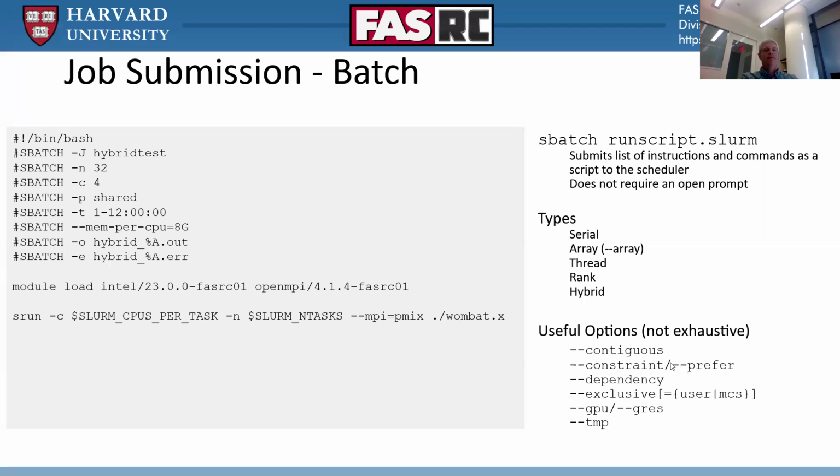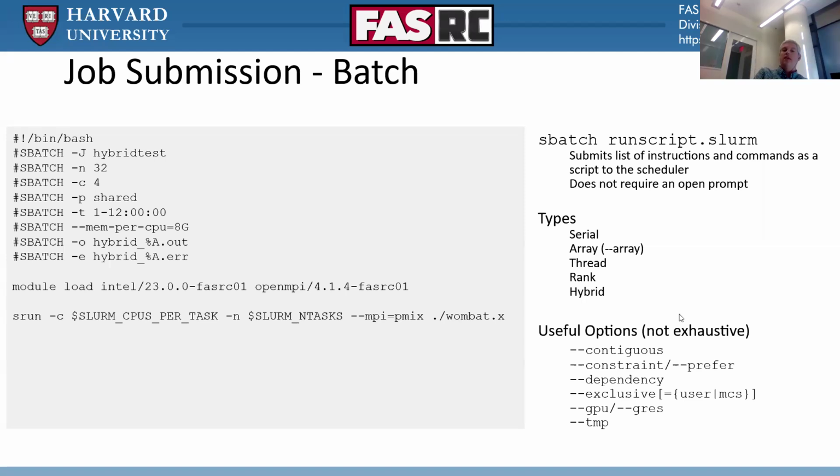Other useful options that are out there: --constraint. If you need to specify, hey, I need to run on an A100 node, I need nodes that have A100s, --constraint is the way that you specify that. Or let's say I need all Sapphire Rapids nodes. --constraint can set that for you.